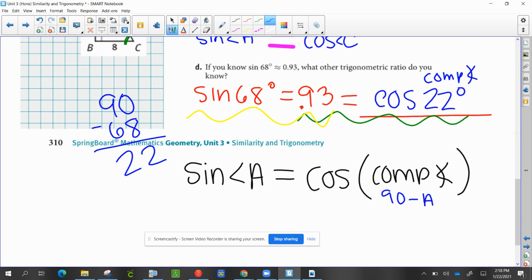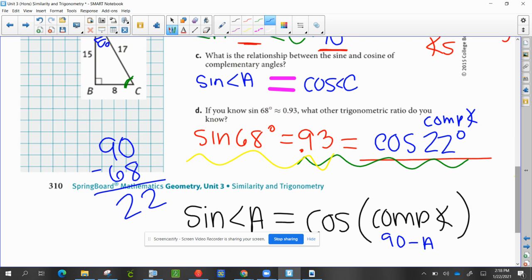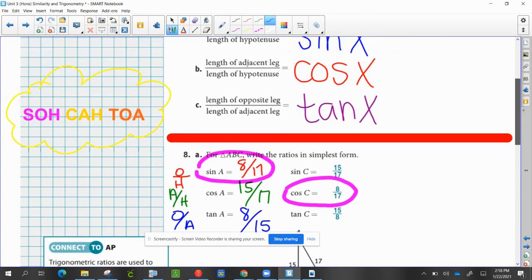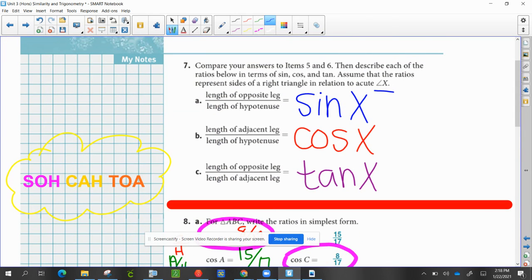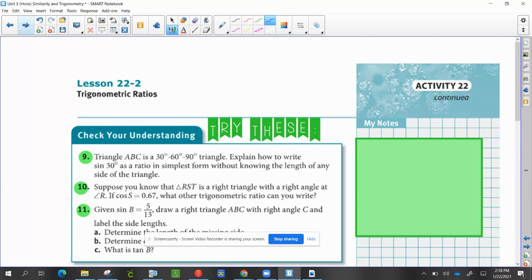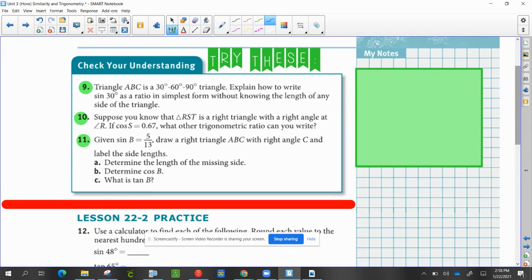So the main takeaway of today's lesson is knowing these relationships between your angles, knowing that the other two acute angles in a triangle are complementary, so you can use that to help set up your trig functions. And then also knowing your SOHCAHTOA, so you can find the missing length of any side. So let's do some check your understanding problems. I'm actually just going to have you guys try number 11.